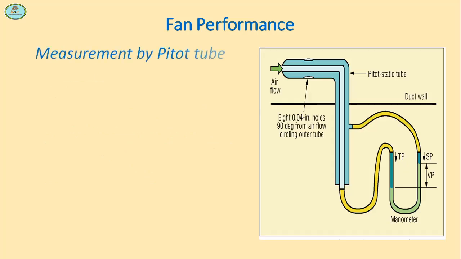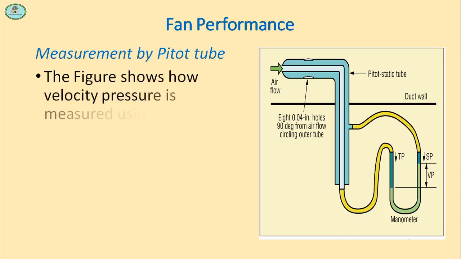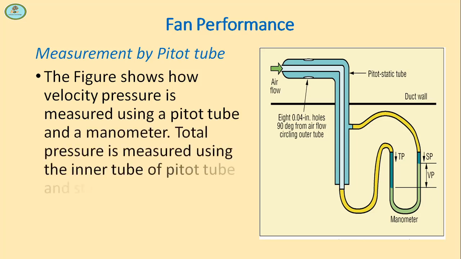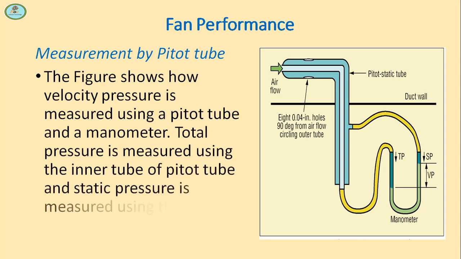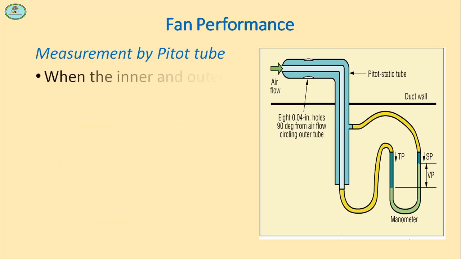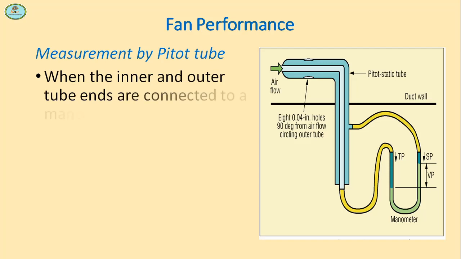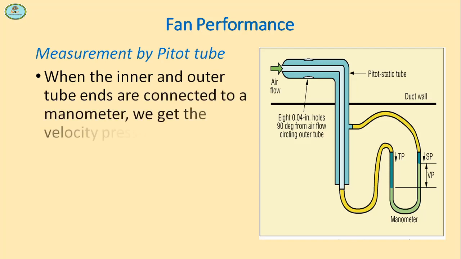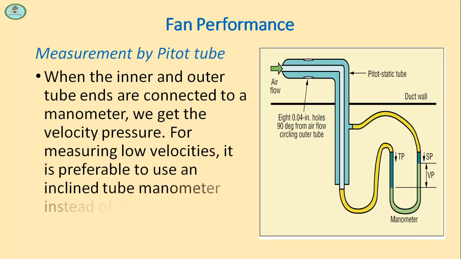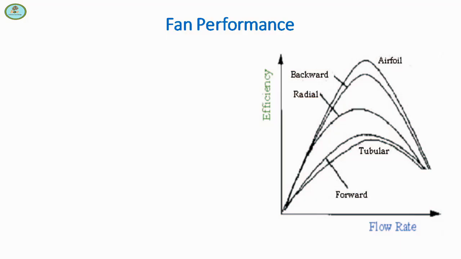Measurement by pitot tube. The figure shows how velocity pressure is measured using a pitot tube and a manometer. Total pressure is measured using the inner tube of the pitot tube and static pressure is measured using the outer tube of the pitot tube. When the inner and outer tube ends are connected to a manometer, we get the velocity pressure. For measuring low velocities, it is preferable to use an inclined tube manometer instead of a U-tube manometer.